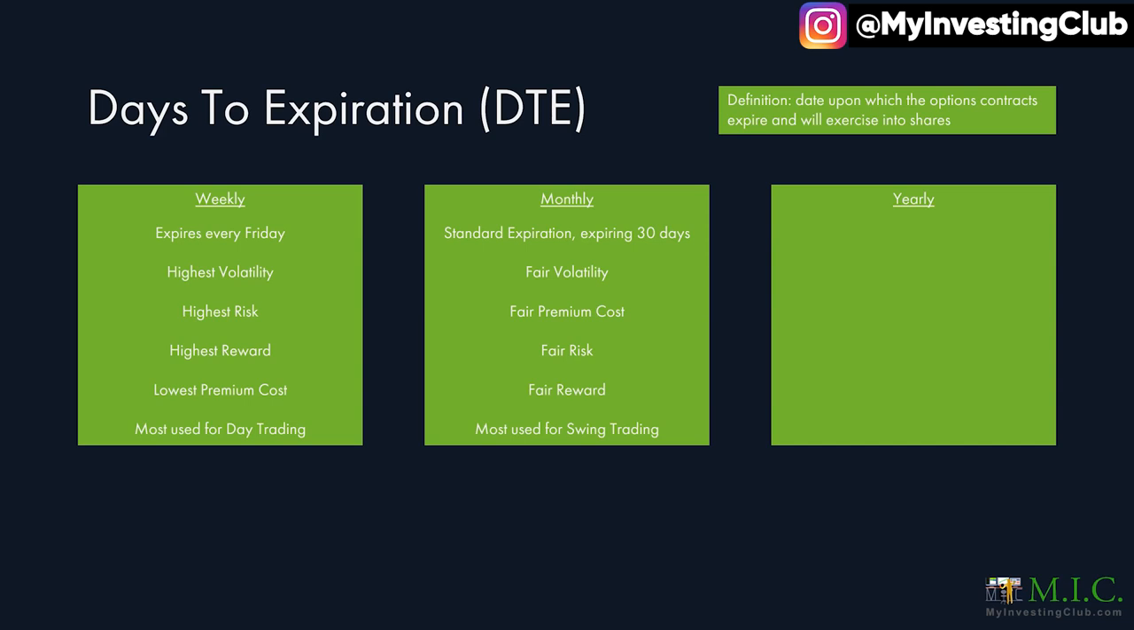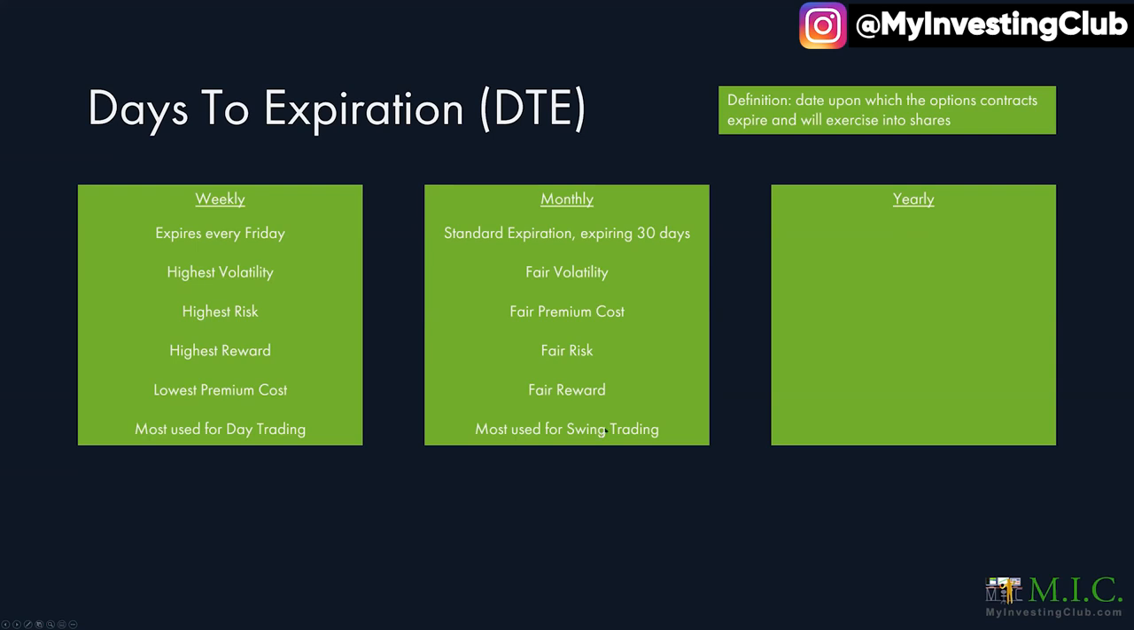There is a fair amount of volatility in these, and a fair amount of premium cost that goes along with this, okay? They cost more to trade monthly options, but they're less volatile. They do have a fair amount of risk, not very much. The risk really comes into the monthlies if the stock goes nowhere, or goes in your opposite direction. Then it's going to decrease heavily and you're going to feel the burn because you paid more premium. The stock went nowhere, and it may even have gone against you in that period of time. So it's going to exponentially lower in value the closer it gets to expiration. So fair risk, fair reward. Most commonly used for swing trading, okay?